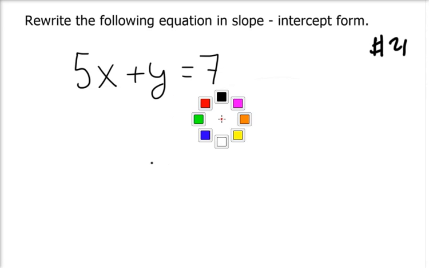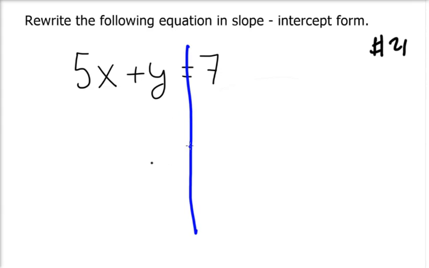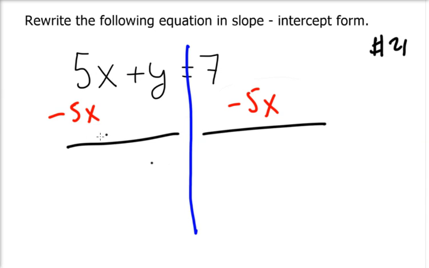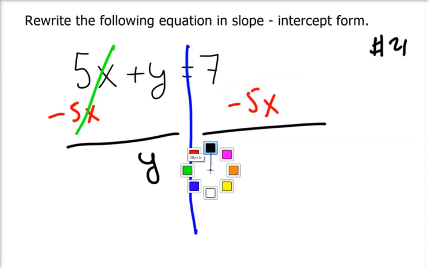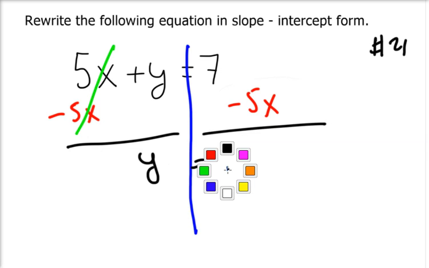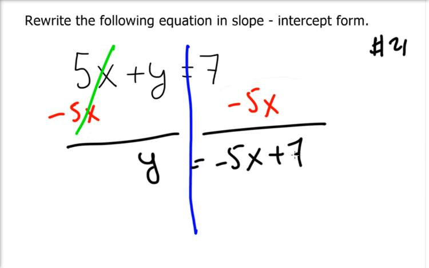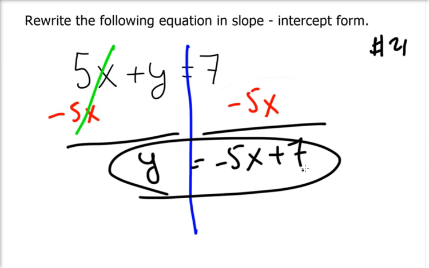Some of you guys prefer to draw a line down the middle. Okay, so that's fine. So I'm going to subtract 5x from the left and 5x from the right. Okay, and all we have now on the left is just y. On the right hand side we got this negative 5x plus 7. We write the x first. So this is going to be negative 5x and then plus that constant 7. And that's it. This is the answer for number 21.